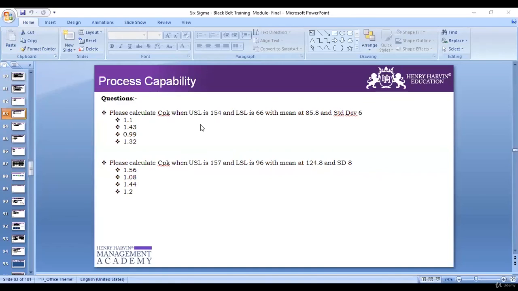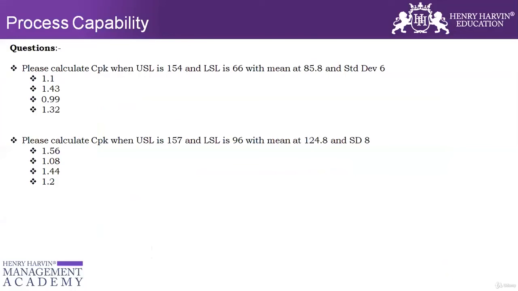Okay. Now, since we have covered the process capability for continuous data as well, the last thing left in the measure phase is the measurement system analysis for continuous data. We did the attribute agreement analysis for the discrete data.